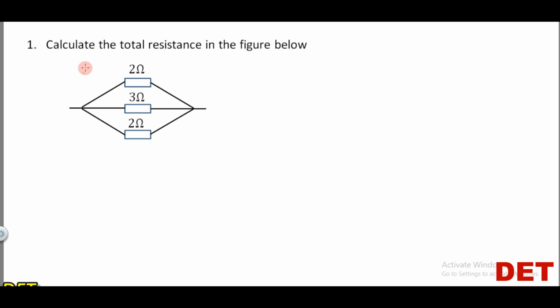So let's look at this question. Calculate the total resistance in the figure below. You should know that this is a parallel connection, because the resistors are connected to a common terminal. So 1 over R_T will be equal to 1 over 2 plus 1 over 3 plus 1 over 2.